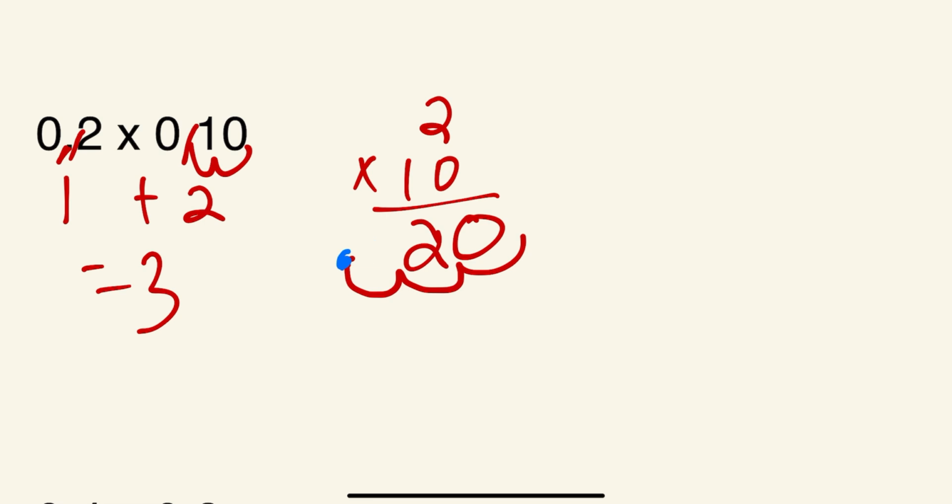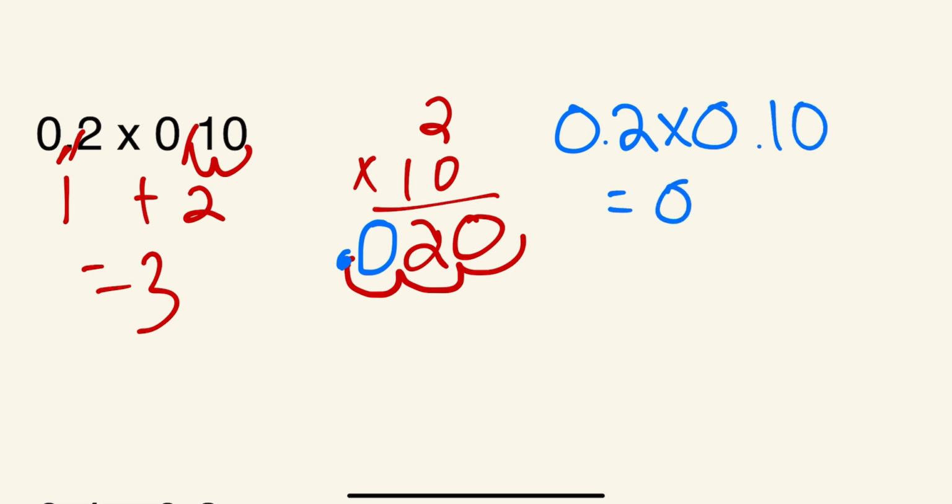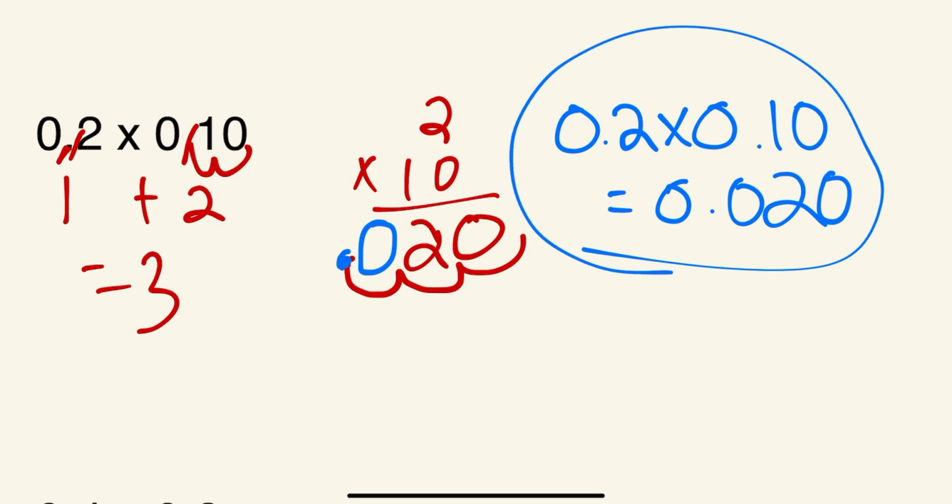For this empty space over here, we add another 0. Whenever there's an empty space like this, you're always going to add a 0 for that place value. So for here right now, it's the tenths place value, and that's going to be a 0. So the final answer would be 0.2 times 0.10 equals 0.020. And that's our final answer.